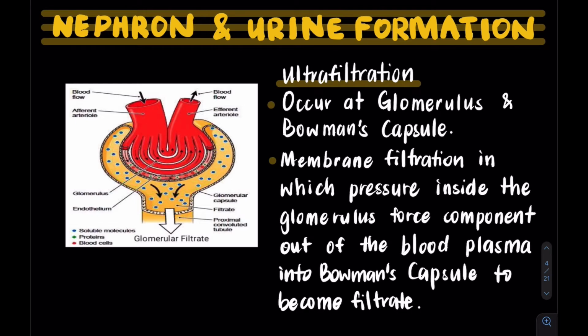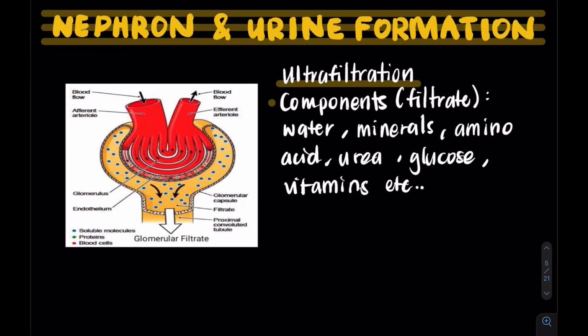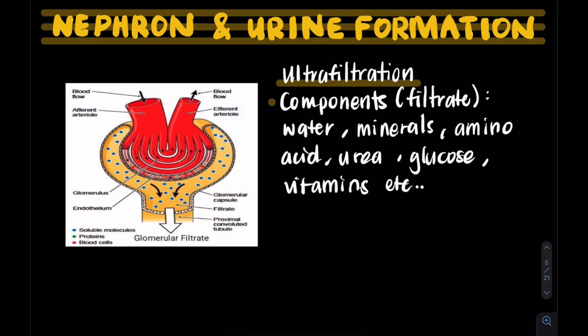In ultrafiltration, hydrostatic pressure inside the glomerulus forces components from the blood plasma to move out of glomerulus into the Bowman capsule to become the glomerular filtrate. Components of blood plasma that will move out include water, vitamins, minerals, and many more. Large components such as blood cells, platelets, and plasma protein will remain inside the glomerulus because of its large size and the structure of Bowman capsule.